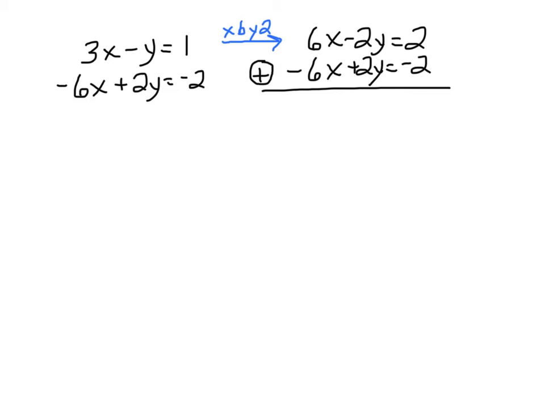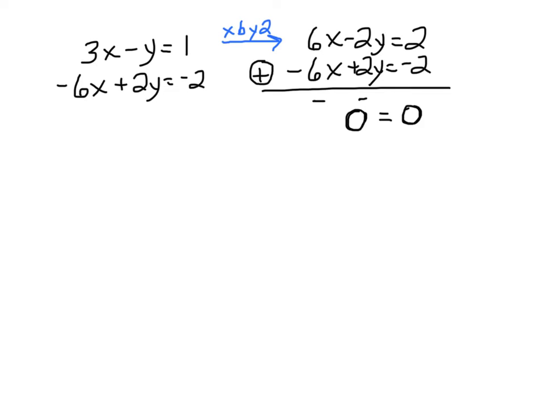Notice when I do that, the x's are eliminated. 6x plus a negative 6x doesn't give me any x's at all, but so are the y's. Negative 2y plus 2y doesn't give me any y, so on the left-hand side I have 0, and on the right-hand side, 2 plus a negative 2 also gives me 0. So I get what certainly seems to be a true equation. 0 does equal 0. But what does that tell me about the spot where these two different lines would intersect?